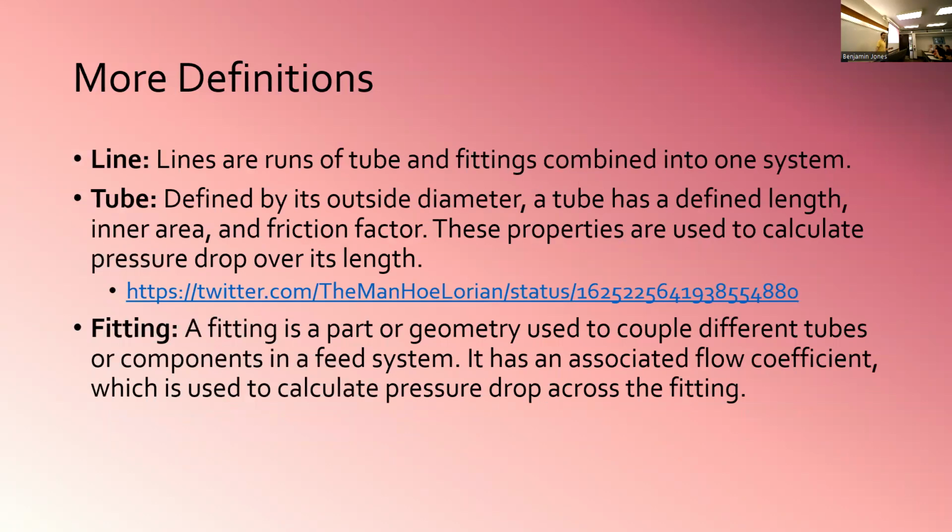More definitions. So lines are what we call any series of tubes and fittings. And a tube is just a cylinder. I say tube right now because we use tubes, but you can also have pipes, and you'll find information for pipes online a lot. But we use tubes in this club, so I'm just going to call it a tube. And we have fittings as well.